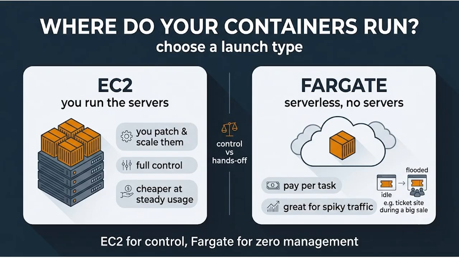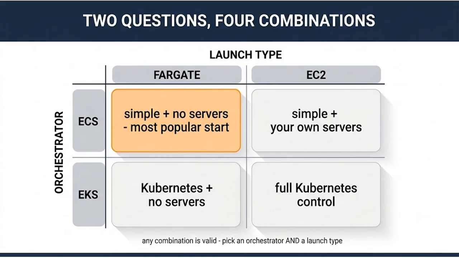The second is Fargate, serverless containers. You don't see or manage any servers at all. You just say, run this container with this much CPU and memory. And AWS finds the capacity, runs it, and bills you per task for exactly what it uses. EC2 for control, Fargate for zero server management. Here's the whole thing in one simple grid.